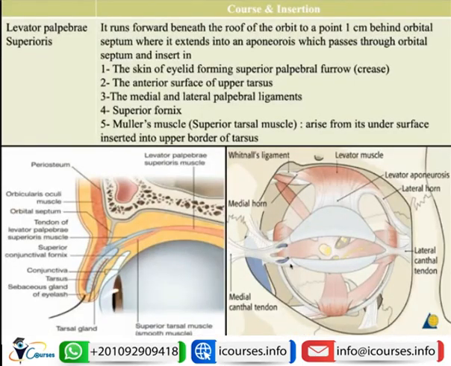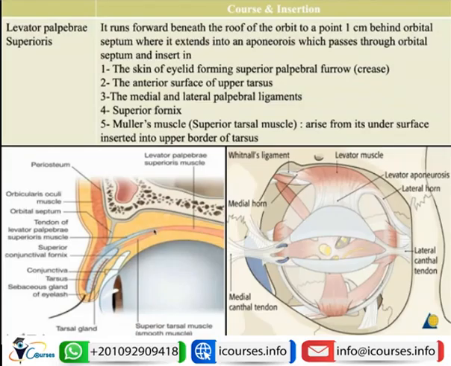Let's now see the course and the insertion of each muscle. The levator palpebrae superioris muscle is unique for having a specific course and a specific insertion. It moves just beneath the orbital roof, where at an area 1 centimeter behind the orbital septum, the levator palpebrae muscle forms an aponeurosis. This is again asked in the exam, and asked about this number specifically: the levator palpebrae muscle is transformed into aponeurosis 1 centimeter behind the orbital septum.